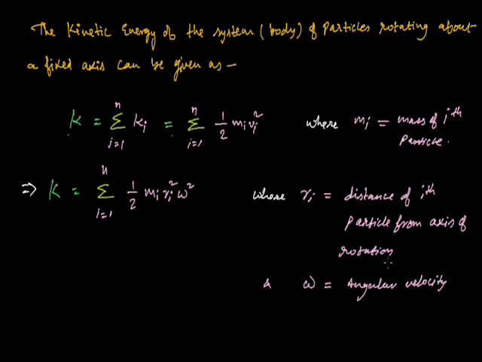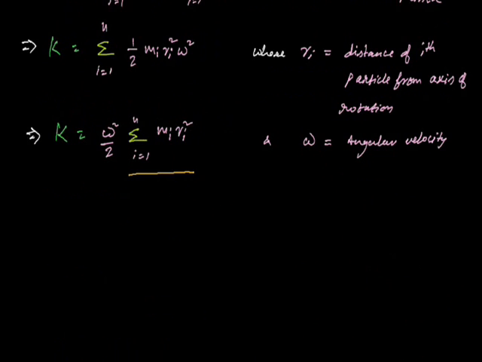Since all of the particles are being displaced here with the same angular displacement and their time period to complete one cycle is same, that's why the angular velocity of all the particles is same. So since the omega is constant, again we can write the equation for kinetic energy, K equals to omega square by 2 sigma I equals to 1 up to n mi ri square. Now the parameter here underlined by the orange color expresses the quantity known as moment of inertia of that body.